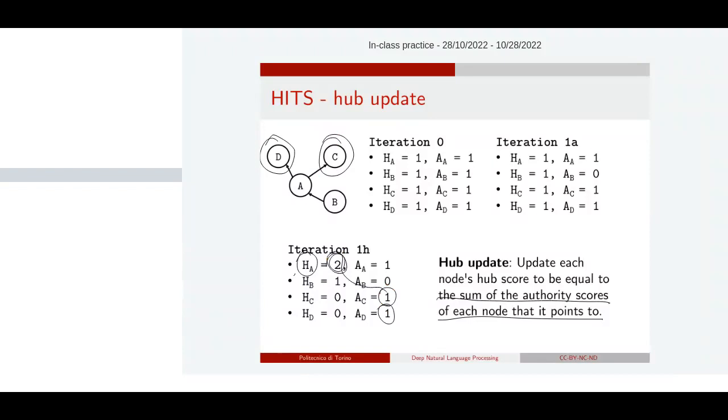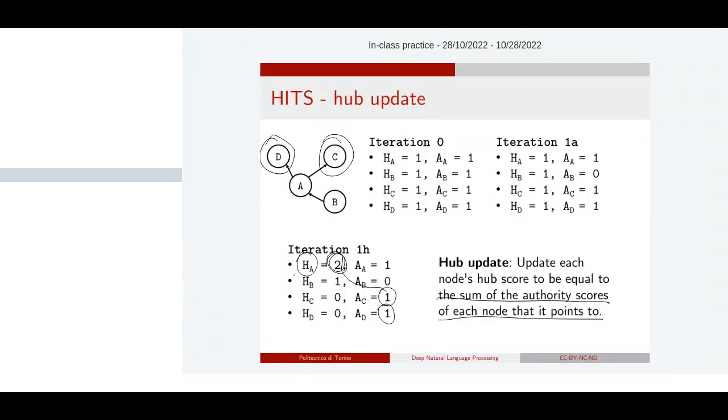And then I can compute this also for B, C, and D. Why for C and D do I have 0? Well, because they are not pointing to anybody. So I have 0 score for the hubness of those two nodes.